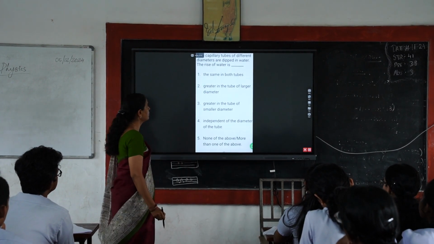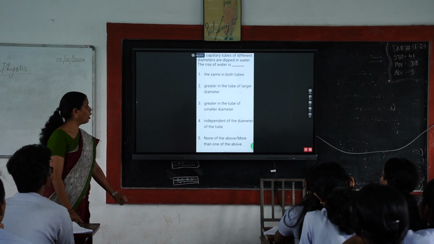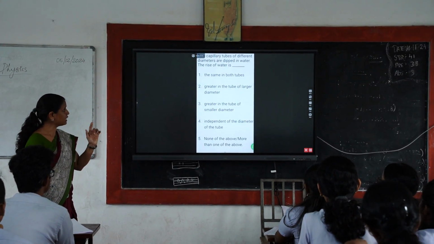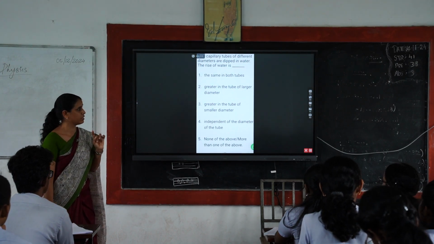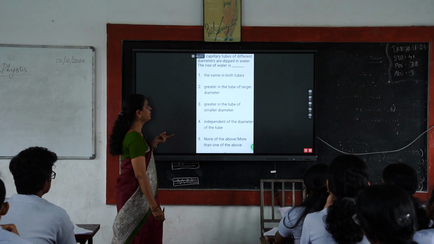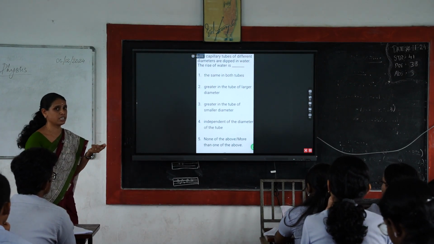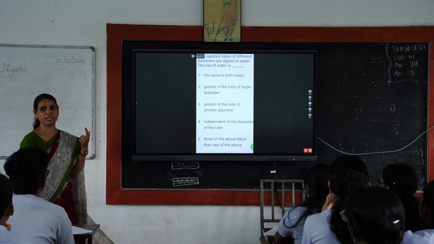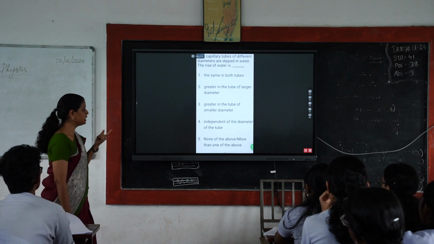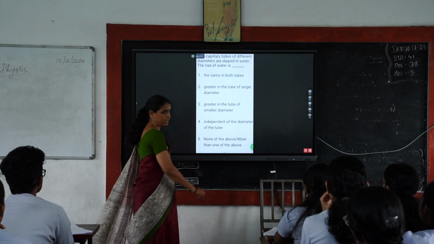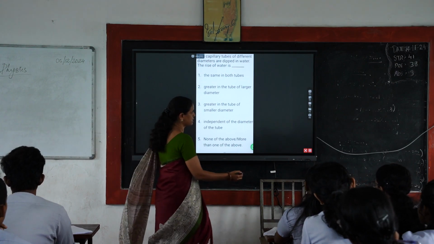Next question. Two capillary tubes of different diameters are dipped in water. The rise of water is same in both tubes. Will it be same? No. Greater in the tube of larger diameter? No. Greater in the tube of smaller diameter? Yes. Independent of the diameter of the tube? So the answer is 3, greater in the tube of smaller diameter. Okay?